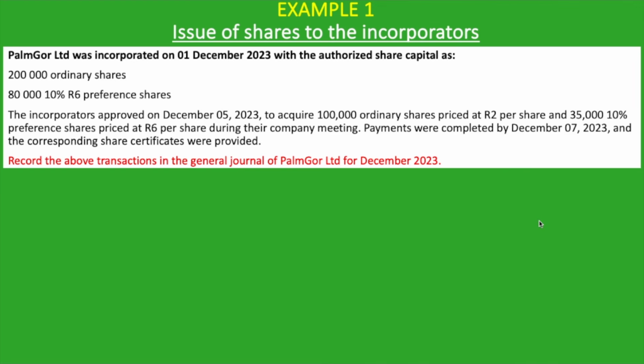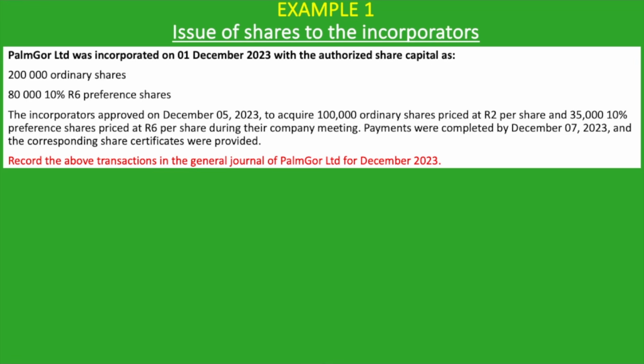But we are told here that on the 5th of December, it approved to acquire 100,000 ordinary shares and 35,000 preference shares during their company meeting. Okay, so here's something that we need to bear in mind. Remember, these are the issue of shares to the incorporators and not to the public. We've already looked at what we're talking about when we're referring to the incorporators. So remember, the previous steps that we spoke about specifically relate to the issue of shares to the public, which is the most common scenario.